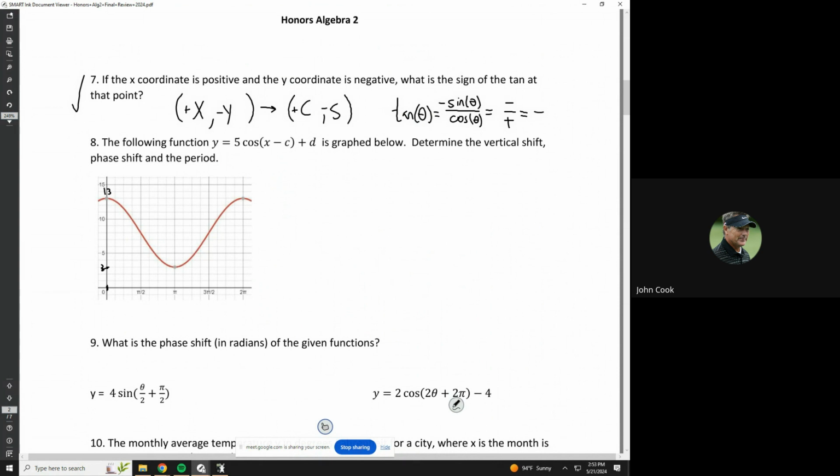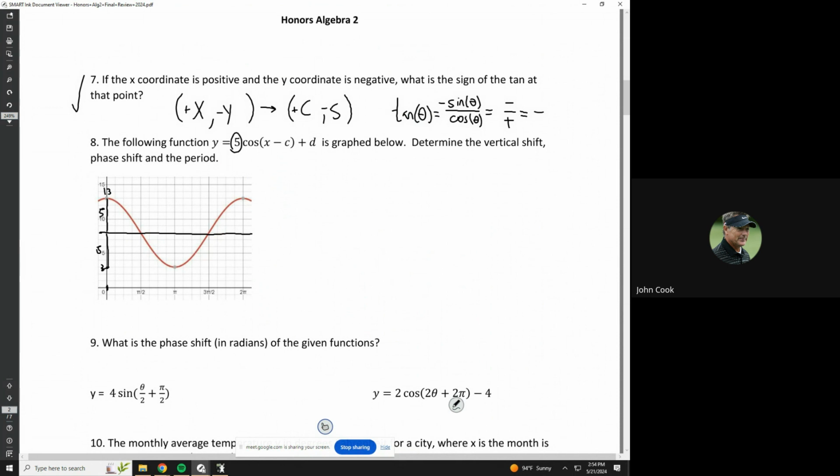Okay, so we got to go halfway in between to find where it's been elevated to. So halfway between 3 and 13. 3 plus 13 is 16. 16 over 2 is 8. So at 8, that's where our center line is. And then the amplitude says that it's going up by 5. Let's make sure that's true. 1, 2, 3, 4, 5. Yep. 1, 2, 3, 4, 5. Okay, there's our amplitude.